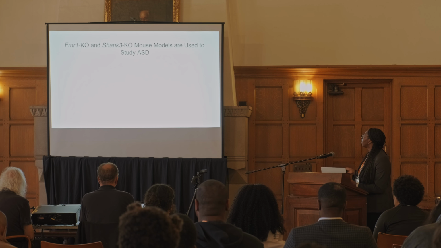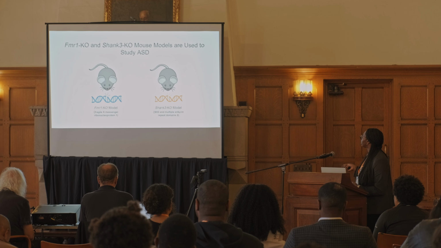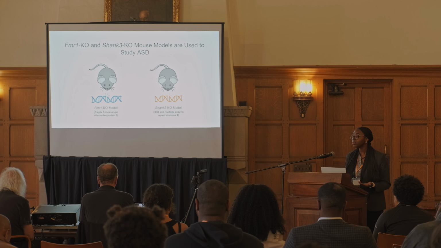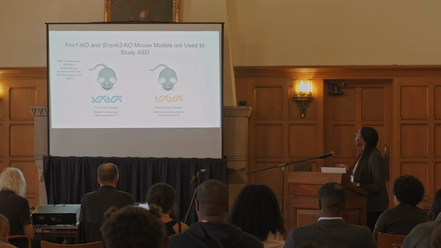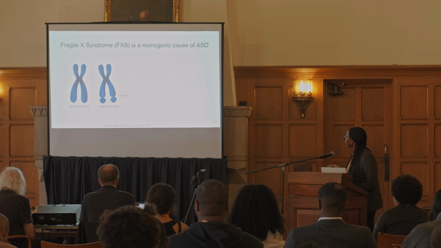So I'll be using 2 different mouse models to study ASD. The first one is the FMR1 knockout, and the next one is the SHANK3. And we're really interested in these models because they both have phenotypes that are similar to humans, and they're also both loss of function models. Also, they have deficits in their glutamatergic synapses, and both of these genes are expressed in the retina.